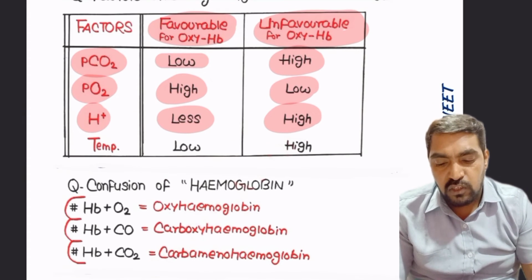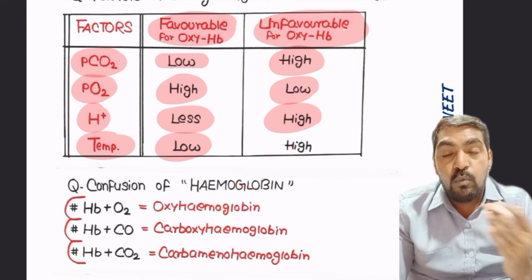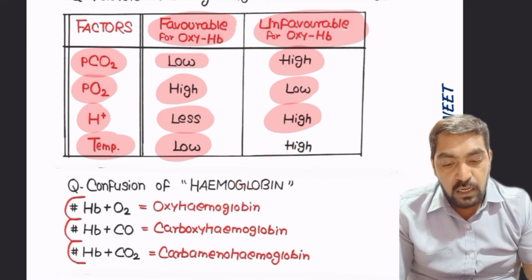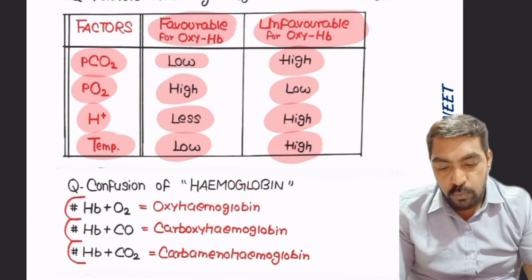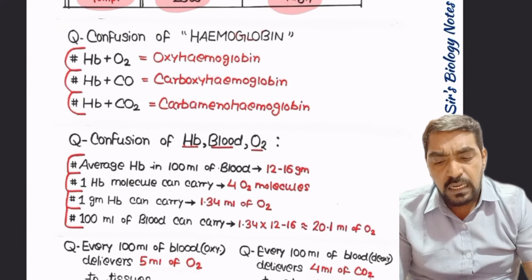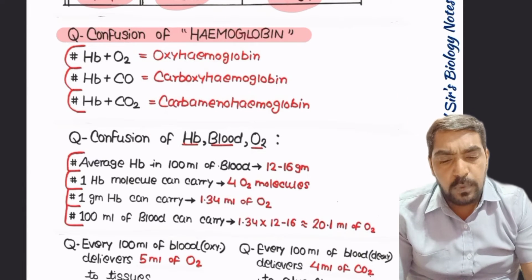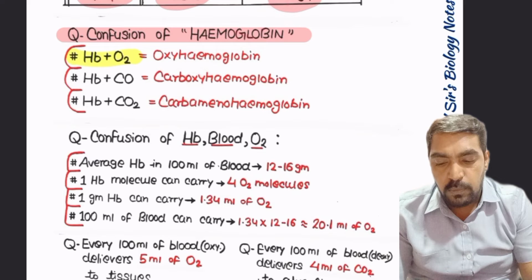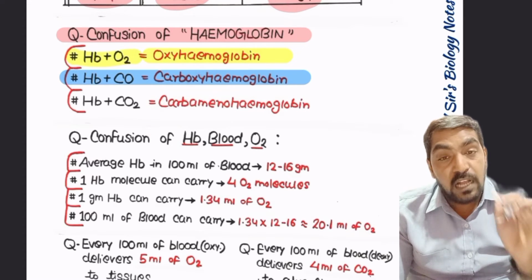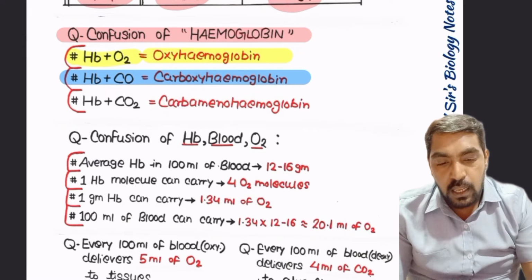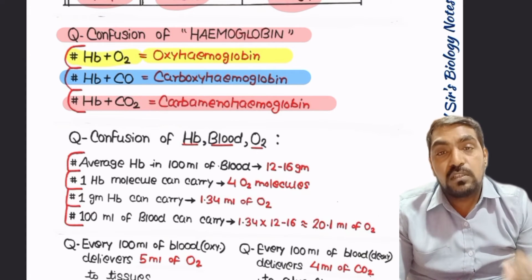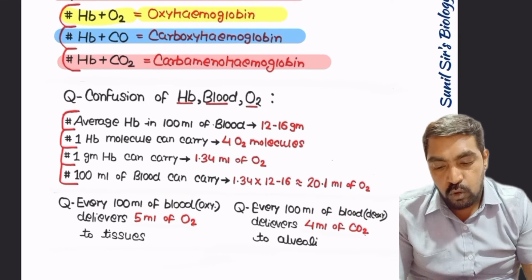Same thing with the temperature. At low temperature, it is favorable for oxyhemoglobin. More of respiration takes place. In case of high temperature, it is unfavorable for oxyhemoglobin formation. Let us clear some confusion with respect to hemoglobin. Hb plus O2 is oxyhemoglobin. Hb plus CO is carboxyhemoglobin, which leads to carbon monoxide poisoning. And Hb plus CO2 is carbaminohemoglobin.